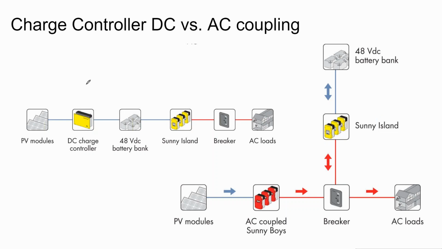Another technical merit of DC coupling is going from a high DC voltage to a low DC voltage is less costly than going from a high DC voltage to a low AC voltage and having it be a full-blown inverter. And so technically speaking, DC coupling should be cheaper than AC coupling.